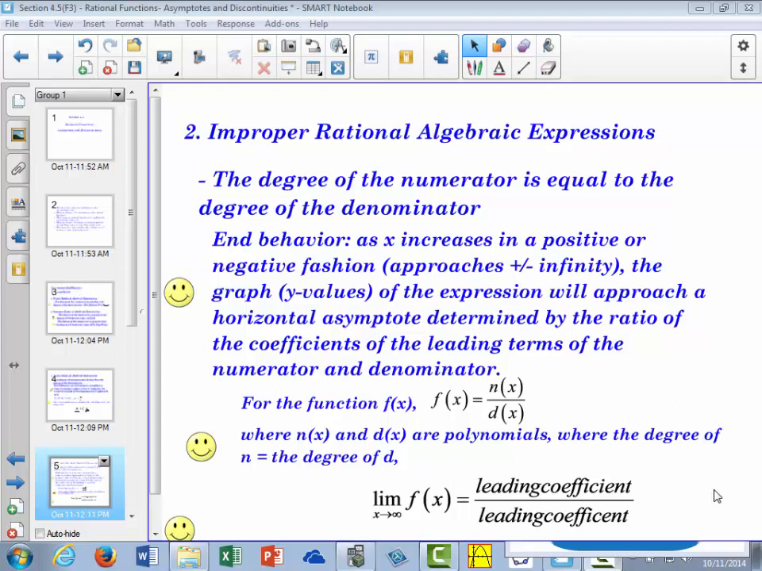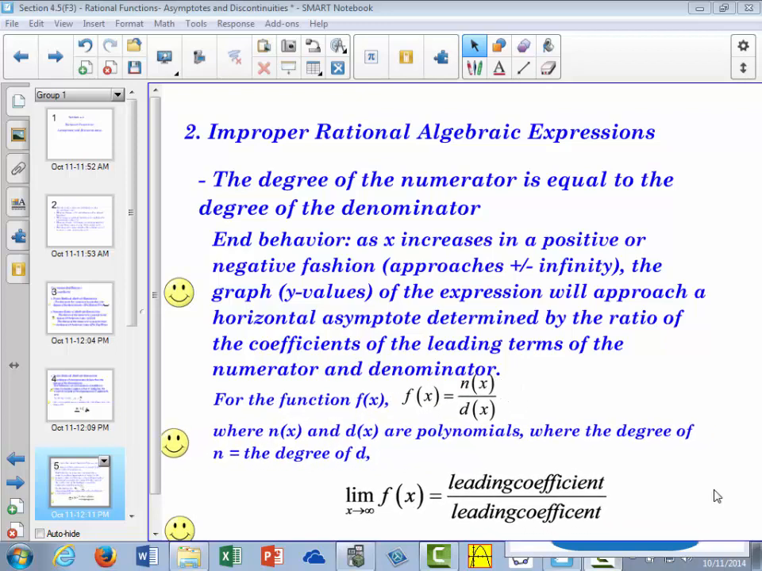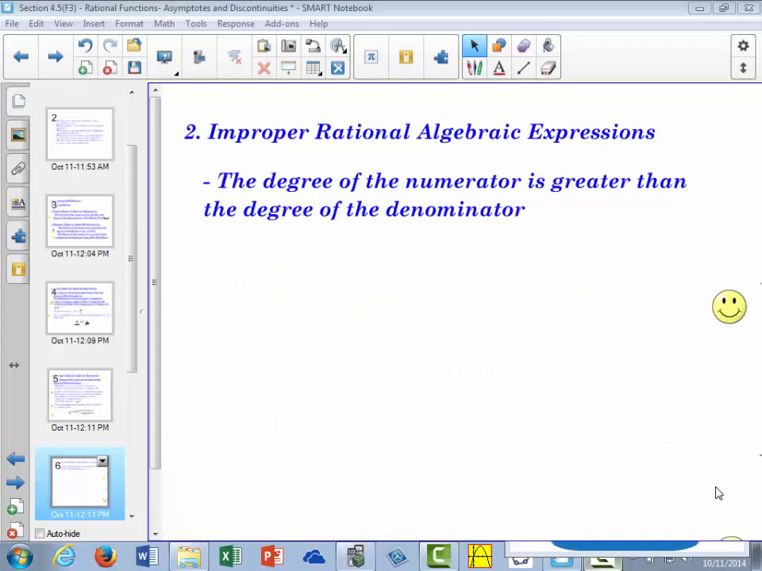And here's how we say it. For the function f of x, where f of x is a rational function where the degree of the numerator equals the degree of the denominator, then the limit as x approaches infinity of our function, so the expectation for the y values of our function, ends up being the leading coefficient of the numerator divided by the leading coefficient of the denominator.